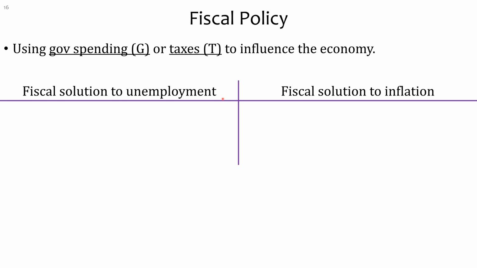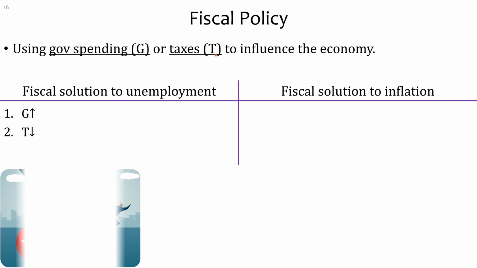Now think of this. If the government wants to get rid of unemployment, it means that they want to stimulate the economy. Now, how do you stimulate the economy through spending? Should you spend more or less? You provide a stimulus by spending more. All right. What about taxes? How do you stimulate the economy through taxes? Do you have to tax more or less? In this case, you have to tax less.